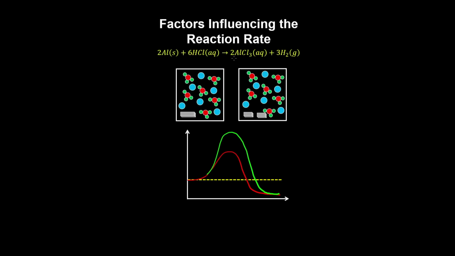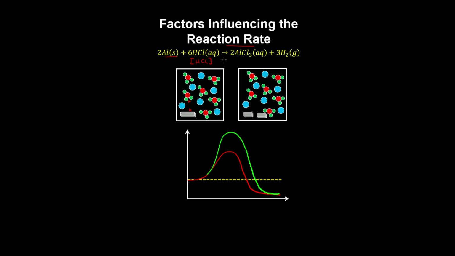Several factors can increase the rate of a reaction, and one of those is the concentration of a reactant. So for example, if the concentration of hydrochloric acid in this reaction increases in an aqueous solution, then more collisions between these hydronium ions are going to occur with the aluminium solid bar, which thereby increases the rate of the reaction.